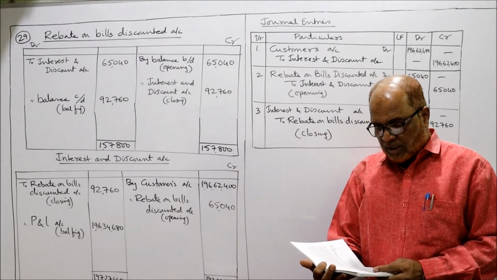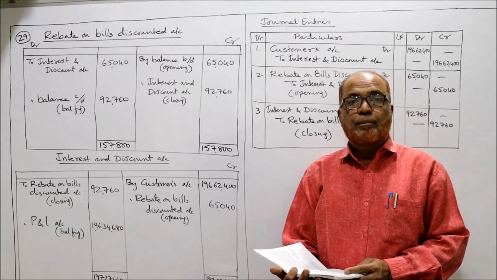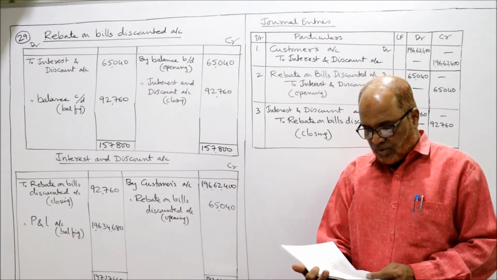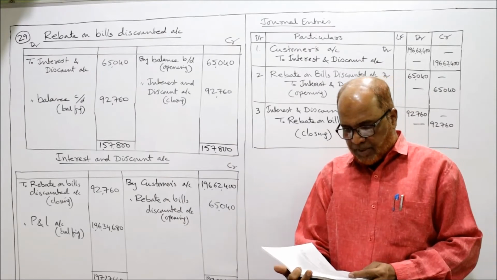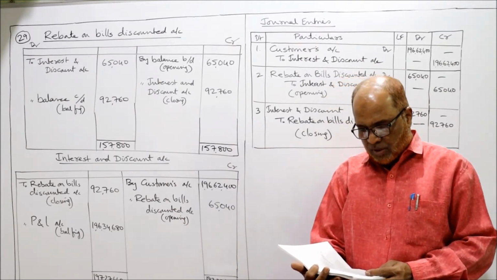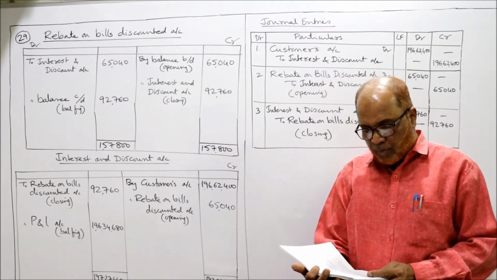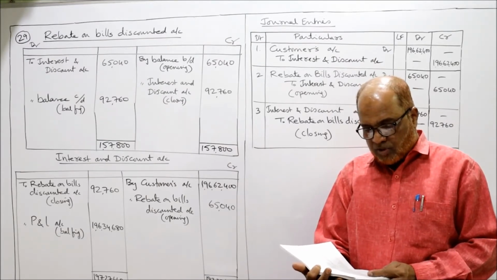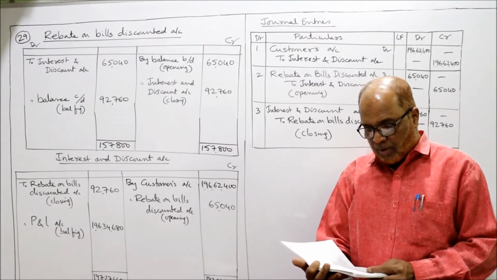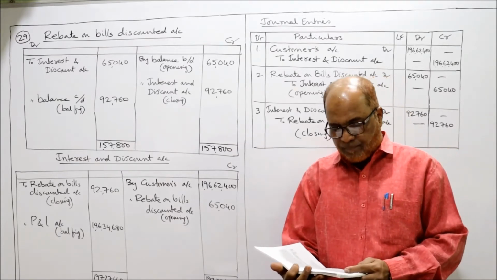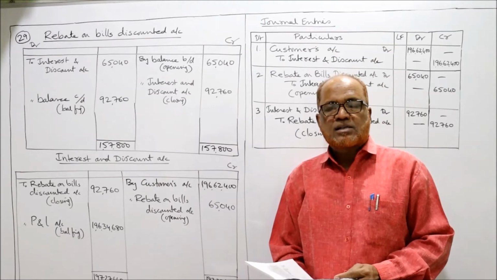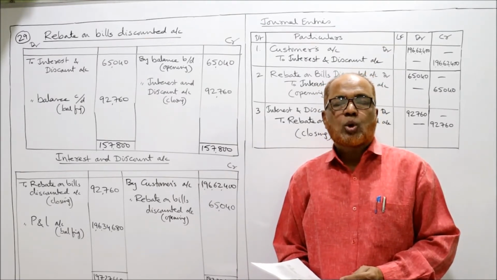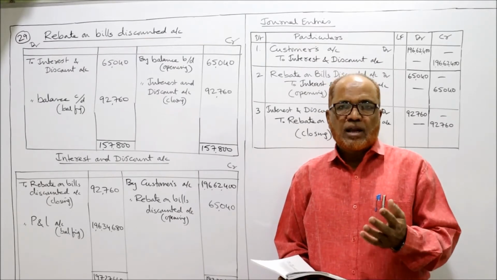1,96,62,400. This is the interest and discount. Rebate on bills discounted, balance on 1/4/2003, beginning of the year, opening rebate 65,040. Bills discounted and purchased 67,45,400. It is ascertained that proportionate discount not yet earned on the bills discounted, which will mature after April 2004, amounted to 92,760. Simply, this is the discount which is not earned but received. This is nothing but rebate, closing rebate. Closing rebate क्या होती है?